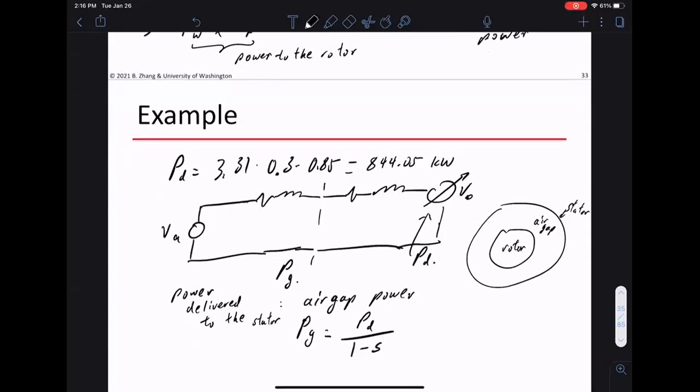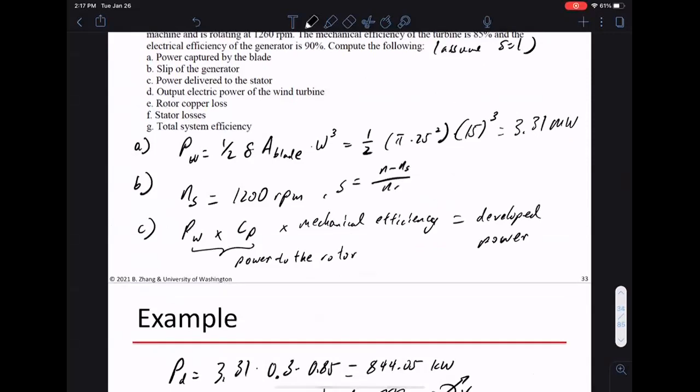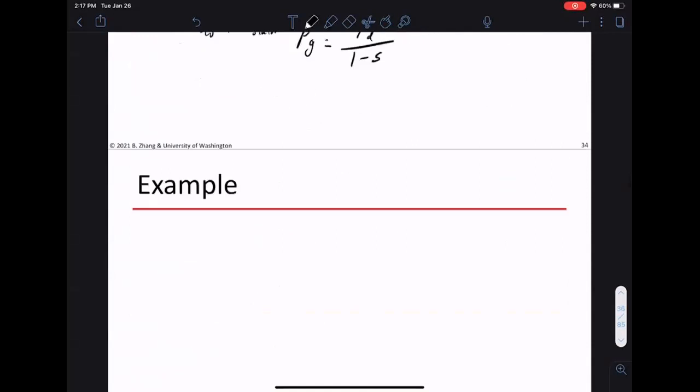Next class we'll go through all these equations again, but this is just a reminder. The power you lose is the power going through this R2 prime resistor. With some algebraic manipulations, you have the power to the air gap as PD over 1 minus S. I forgot to compute S here. So S, the slip, is (N minus NS) over NS, (1260 minus 1200) over 1200, which is 0.05. This is my air gap power.